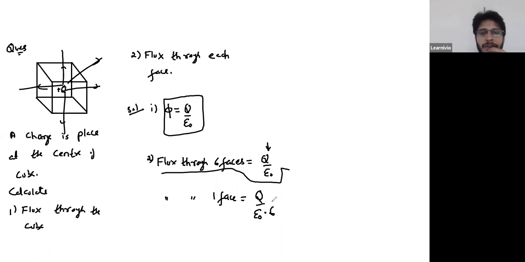Is it clear? I'm using just the unitary method. So through one phase, the flux which is passing is 1 by 6 into Q by epsilon naught. Afroza and Jubaina, is it clear? Yeah. So if charge is given, this is how we calculate flux through each phase.